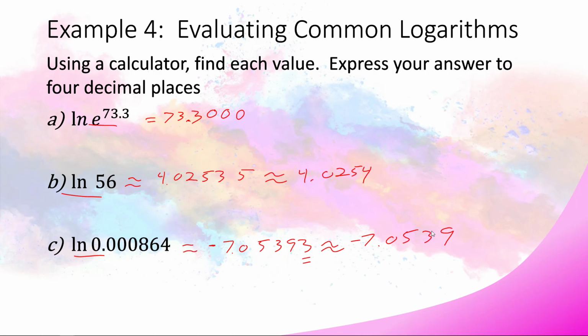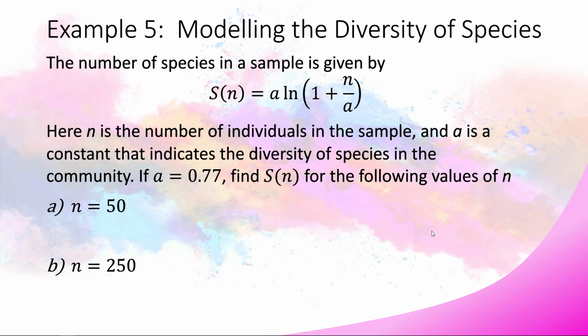Okay, once again, you will have some application problems to deal with, and here is one of them. This problem was probably developed by a naturalist and a statistician. So here we have the number of species in a particular sample is given by S sub n, which is going to be equal to A times the natural log of the value 1 plus n over A. So this will always be greater than 1, which means that your answer will always be positive.